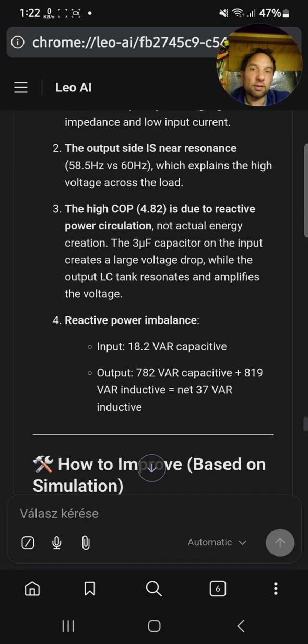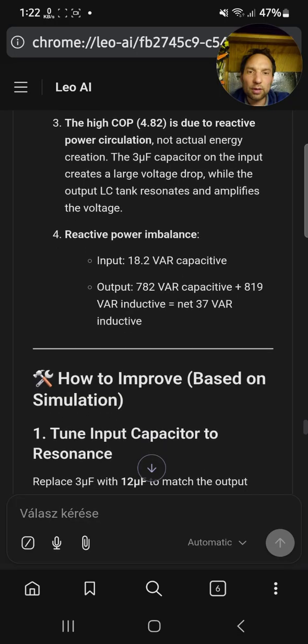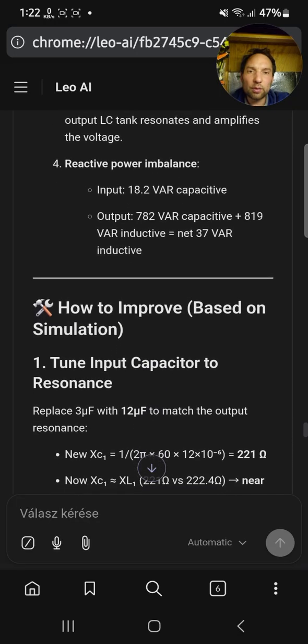But he has calculated it. You could achieve much better COP. The high COP is due to reactive power, okay? Output resonates and amplifies voltages, okay? Input.